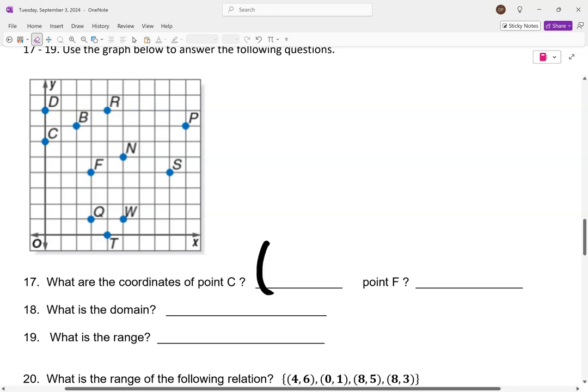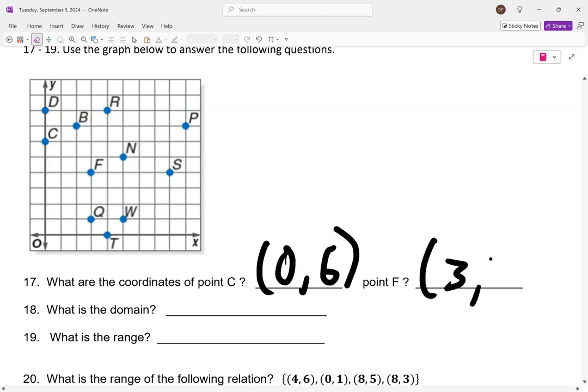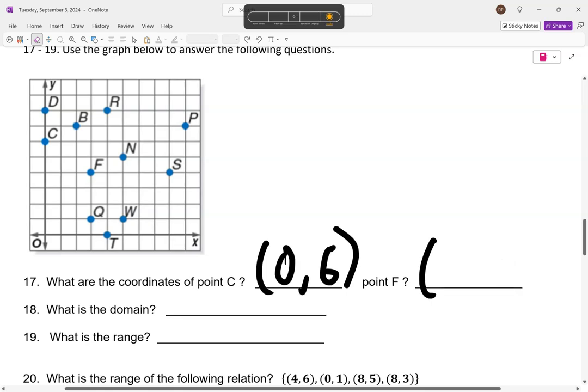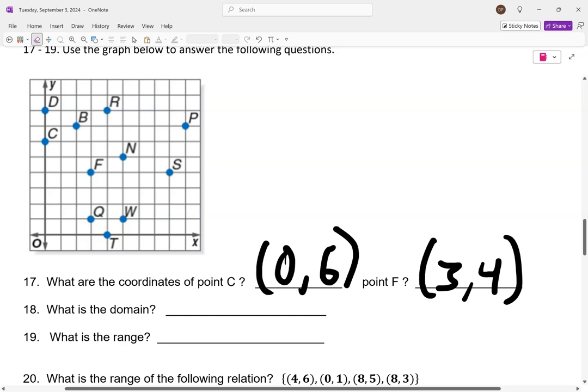So on the coordinate plane, you're gonna go over 0 and then up 6. 0, 6. Okay, cool. Correct. Point F. Over 3 and then up 4. Okay, but you have to say how we're gonna write it, right? So parentheses 3, 4. Okay, cool. What about domain?